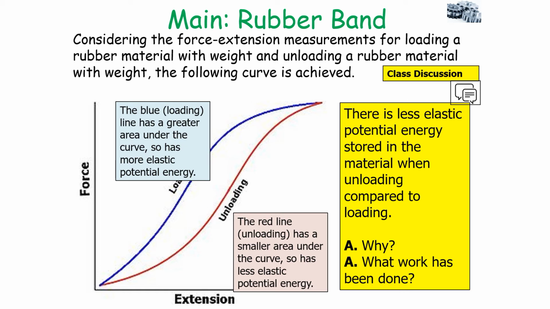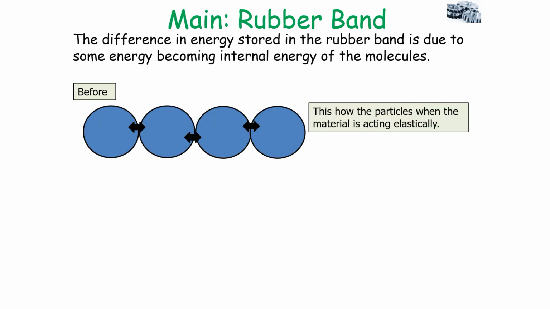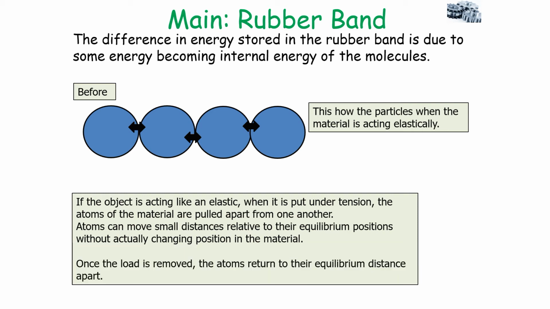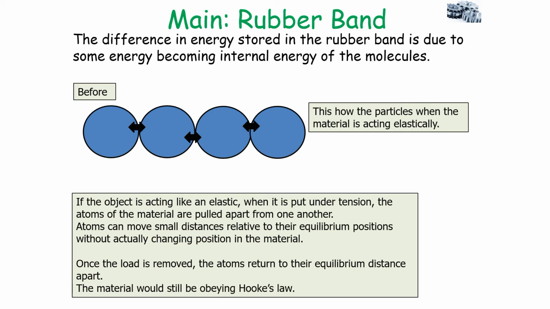But why is this? Where has some of the energy gone? Now the difference in energy stored in the rubber band is due to some energy becoming internal energy of the molecules, because you can see how particles interact in a material when it's acting elastically. So if an object is acting like an elastic, when it is put under tension or compression, the atoms of the material are pulled apart or pulled together, but they're only moving small distances relative to their equilibrium position without actually changing their position in the material. So once this load is removed, the atoms return to their original equilibrium distance apart. The material is still obeying Hooke's law in acting like an elastic.